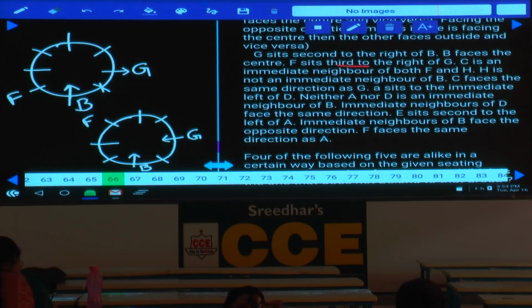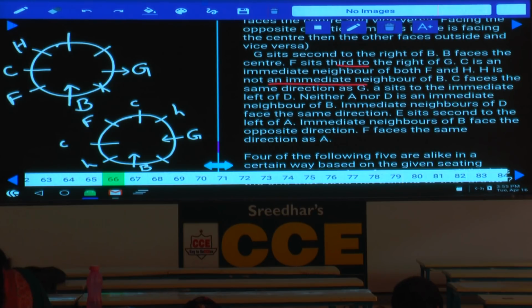And C is an immediate neighbor of both F and H. As C is an immediate neighbor of both F and H, H is here. And similarly here, C can be here, then H will be here. If C is here, H will be here. There are 2 possibilities. Then, H is not an immediate neighbor of B.